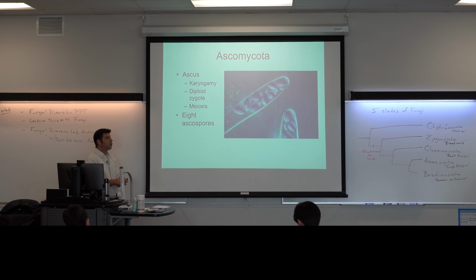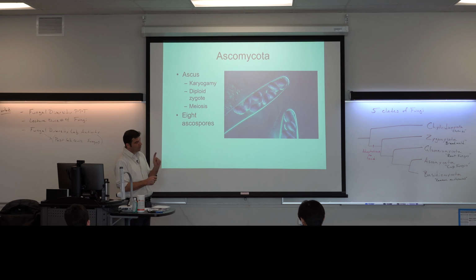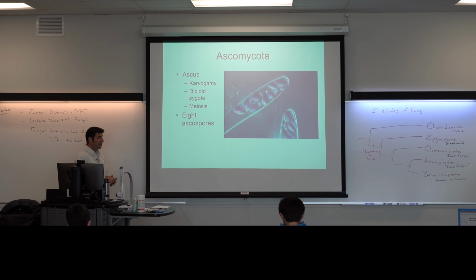Remember, karyogamy is the fusion of 2 haploid nuclei to form a diploid zygote. That diploid zygote, like we said, immediately goes through meiosis and yields 4 haploid cells. We've got 8 ascospores here, so what happens is those 4 haploid cells go through one round of mitosis, 4 haploid cells become 8 haploid cells, and that's how we get these 8 ascospores.